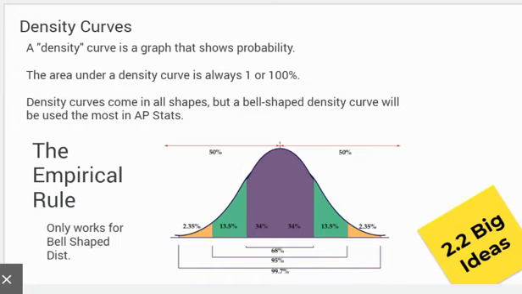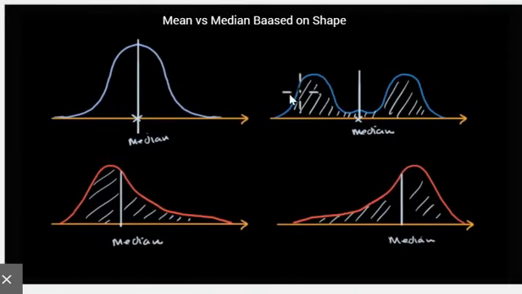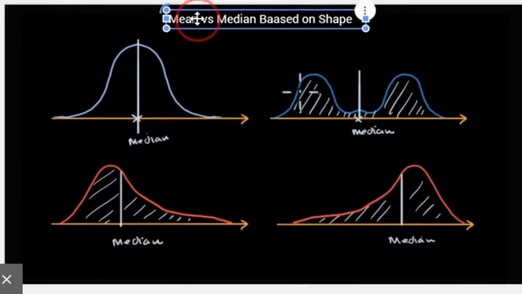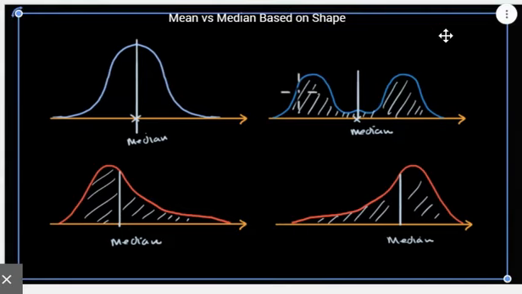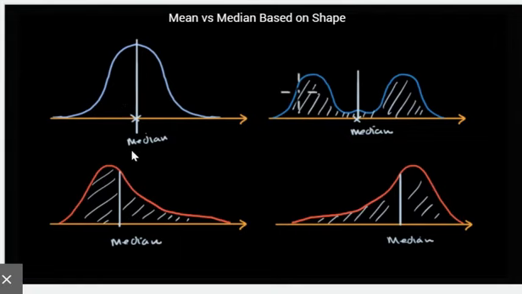We have one more big idea that we want to look at for section 2.2, and that is what happens with the mean and the median based on the shape of a distribution. So we may have different shapes of distributions. This one in the top left here is bell-shaped and symmetric. But this one on the top right, it's symmetric, but it definitely is not bell-shaped. In fact, it's bimodal. It's got a peak and a valley and another peak. We would consider this bimodal, but it is symmetric.